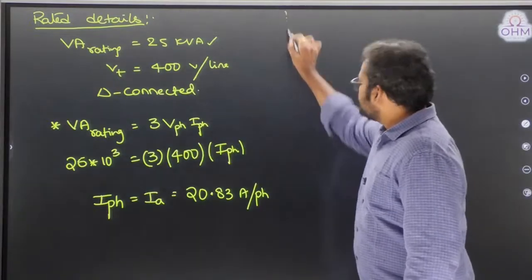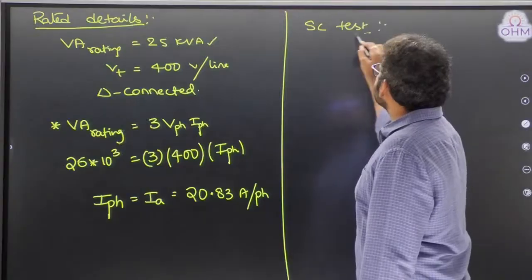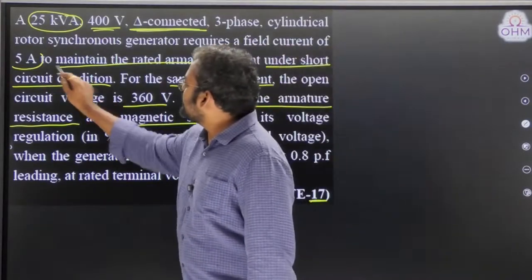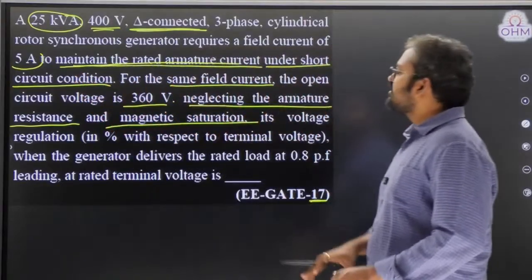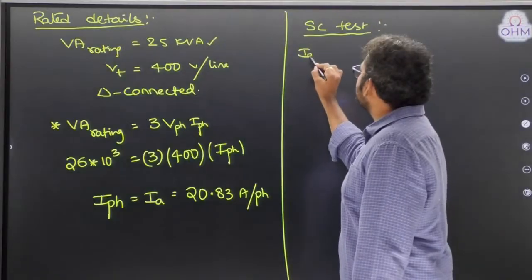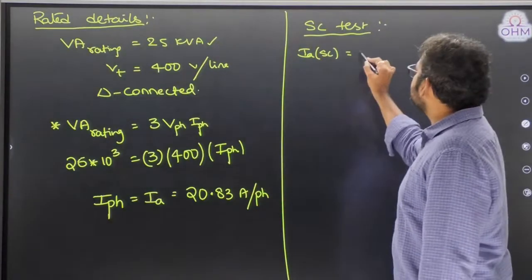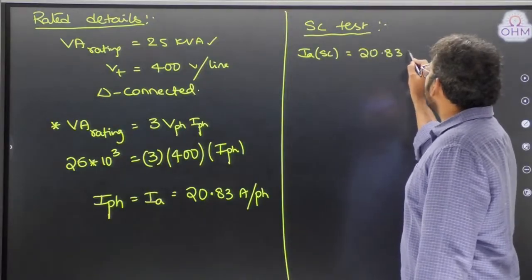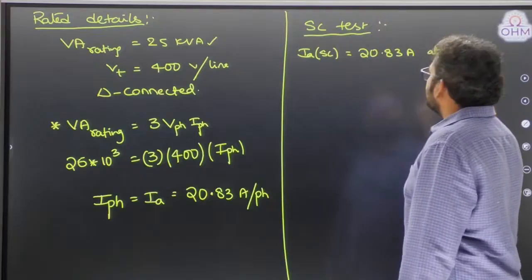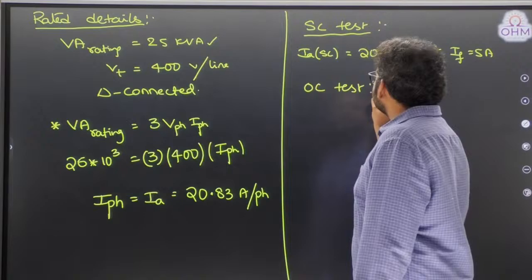Now, let us note down the short circuit test details. In the short circuit test, it was clearly given a field current of 5 ampere to maintain rated armature current under short circuit. That means, what is the short circuited armature current? Rated armature current 20.83. Yet how much field current? Yet a field current of 5 ampere.